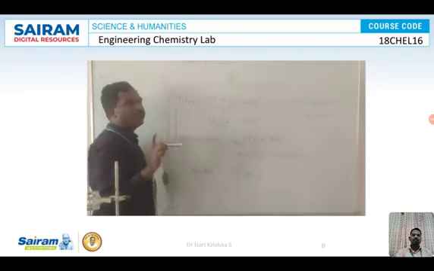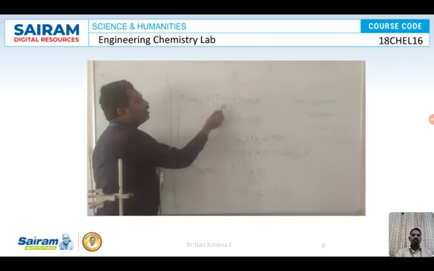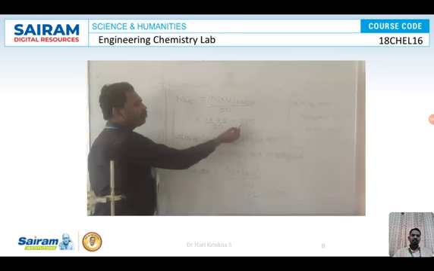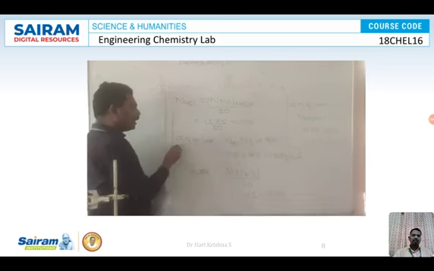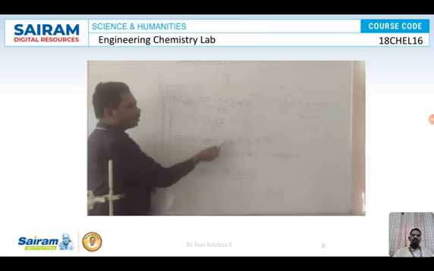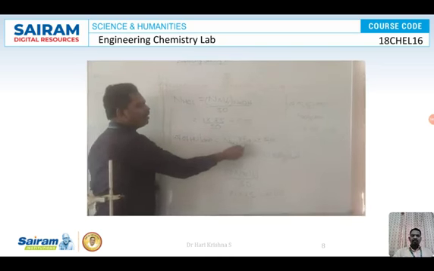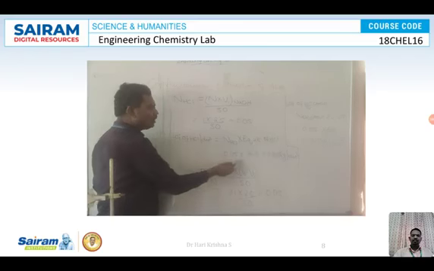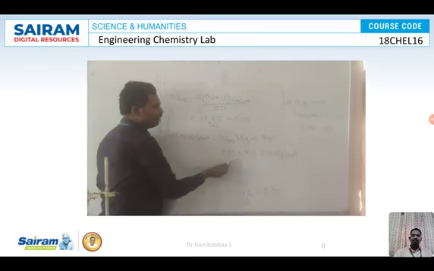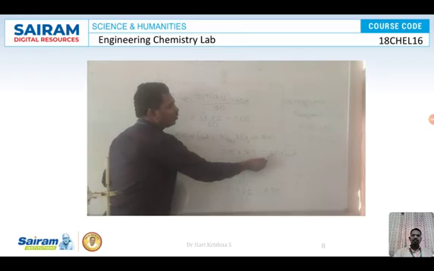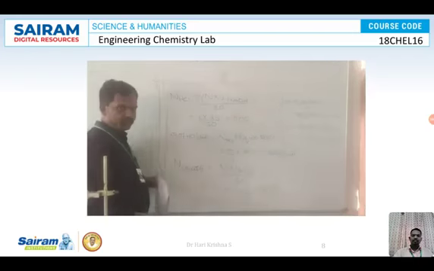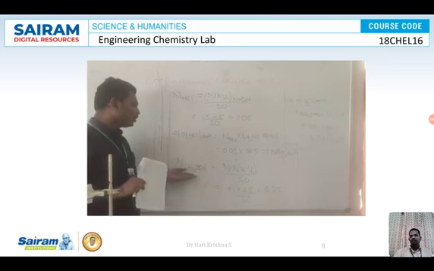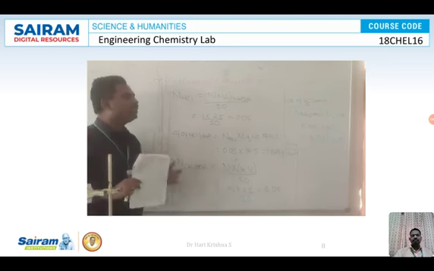The normality of NaOH is 1 normal, and the volume of the mixture taken is 50. We get 0.05 normal. The weight of HCl per dm cube is the normality of HCl times the equivalent weight of HCl. The equivalent weight of HCl is 36.5. When we multiply, we get 1.32 grams per dm cube. Similarly, we calculate the normality of acetic acid and determine its weight.